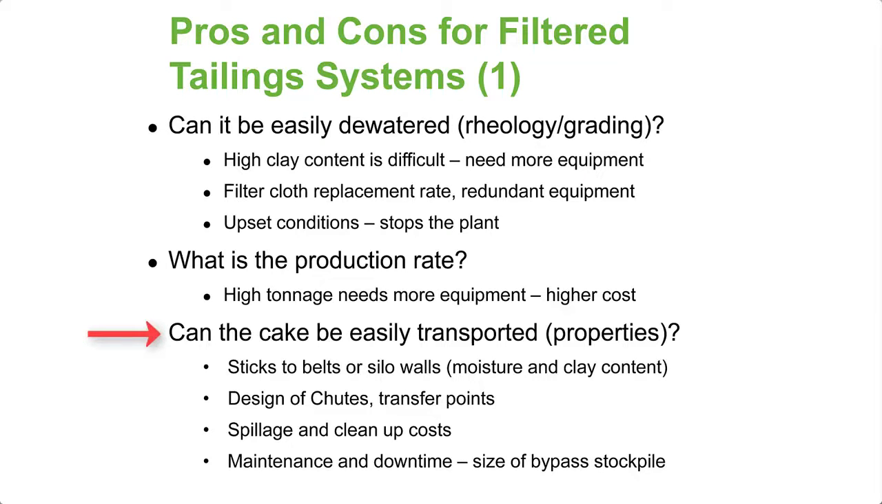And then, can the cake be easily transported? What are the properties of the tailings? Does it stick to the conveyor belt? Does it hang up in the transfer points and in the chutes? And what sort of spillage do you need to cater for? What sort of belt cleaning and scrapers do you need?